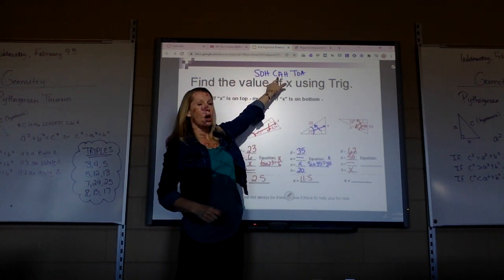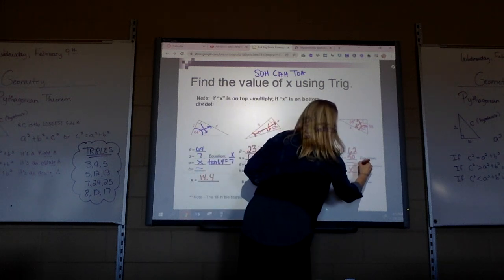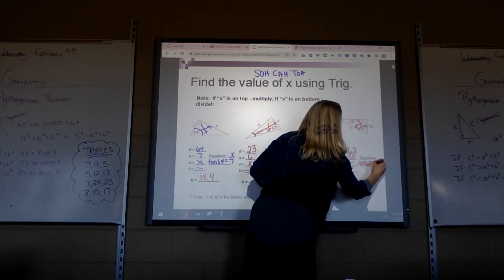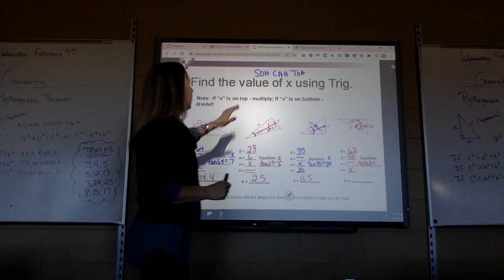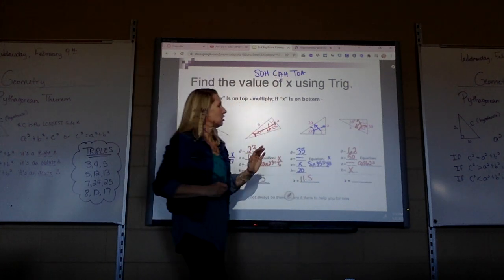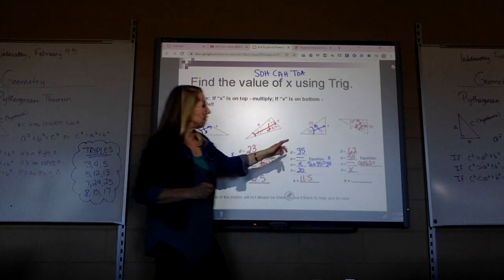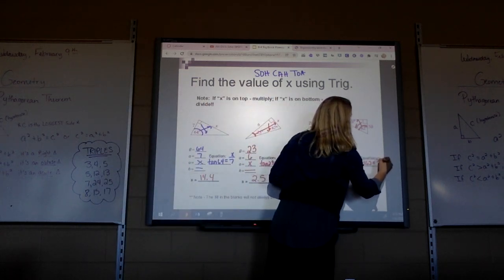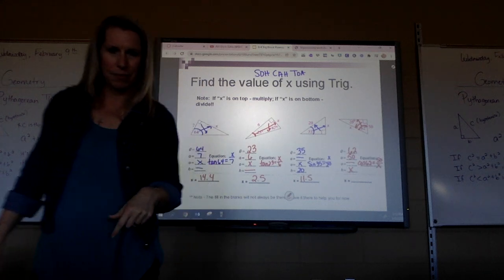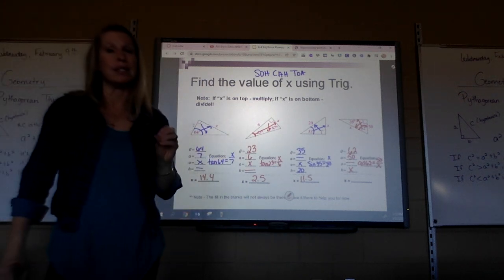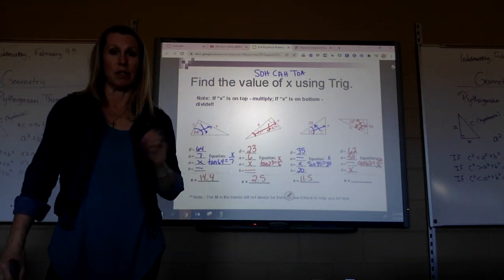Well, that would be cosine. So cosine 62, always put the angle next to it. And I have to put A on top of H. So A would be 50 and H is X. This time X is on the bottom. So if X is on the bottom, we divide instead of multiply, we divide.